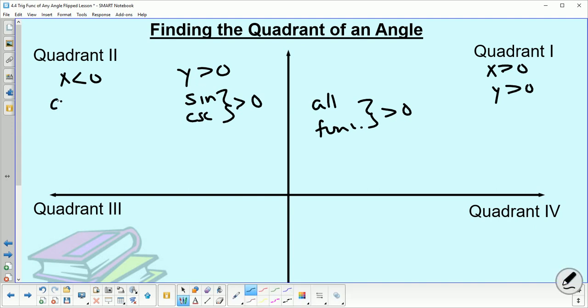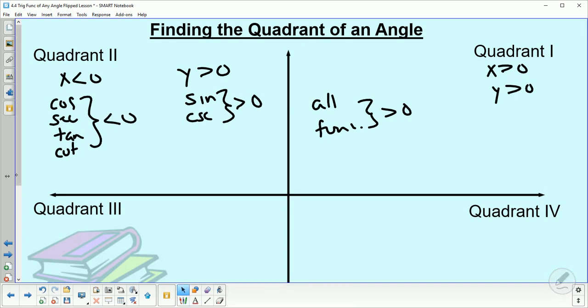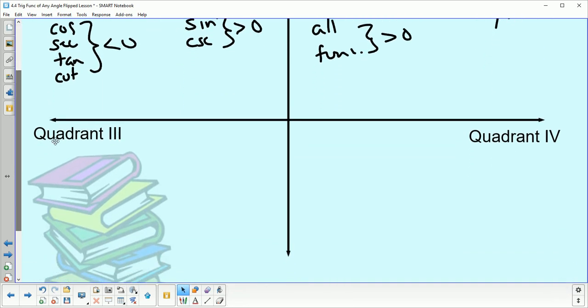Since x is less than 0, we know that cosine and secant, and then as well, since tangent and cotangent have an x value in them, are also going to be less than 0. Okay, quadrant 3, things switch around a little bit.